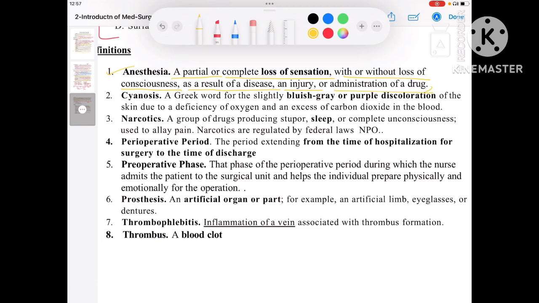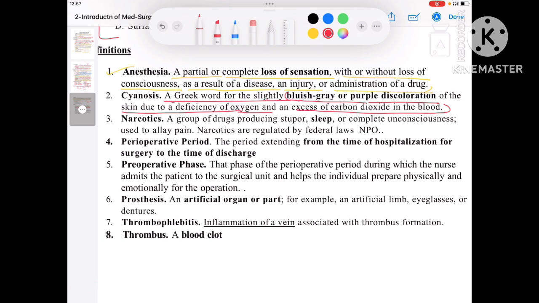Then what is cyanosis? Have you heard about cyanosis? It is a Greek word for a slightly bluish gray or purple discoloration of the skin due to deficiency of oxygen and excess of carbon dioxide in the blood. With less oxygen in the body and more carbon dioxide, the skin shows a bluish discoloration.